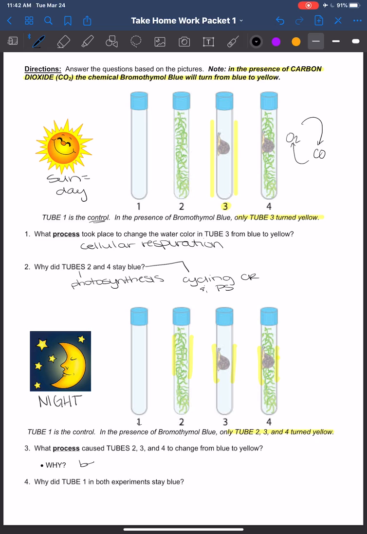Okay, so because they were all doing cellular respiration, and what is a waste product of cellular respiration? Carbon dioxide. So why did tube 1 stay blue? Notice that there's no plant or animal in tube 1. It's water. So tube 1 was our control. That's what we use to compare everything else to.